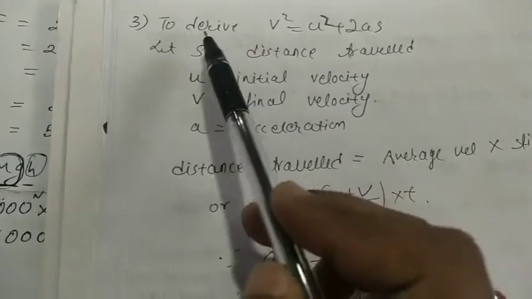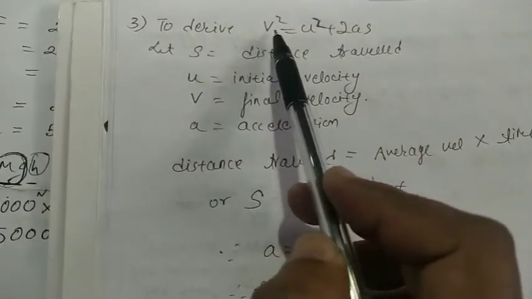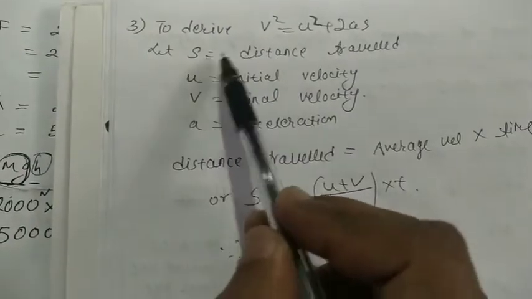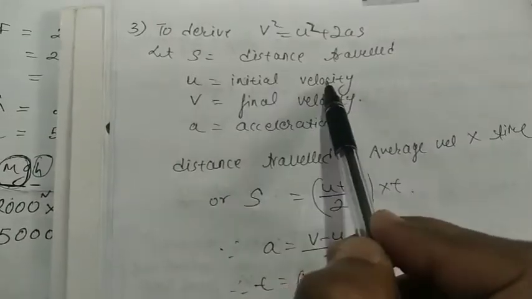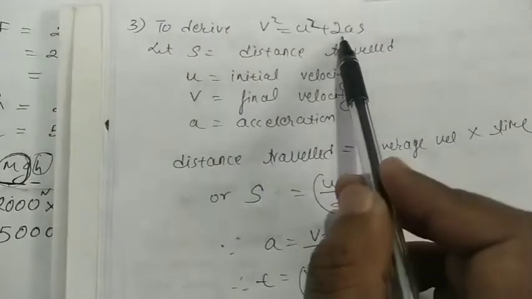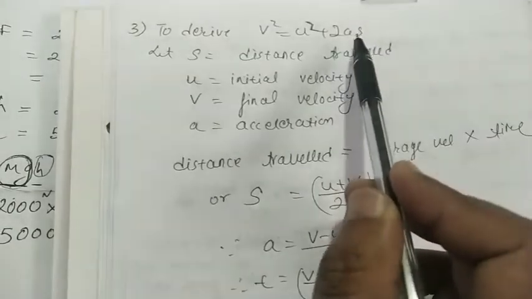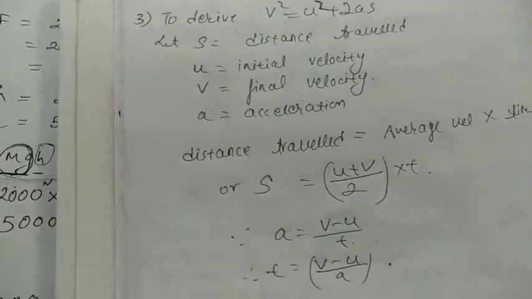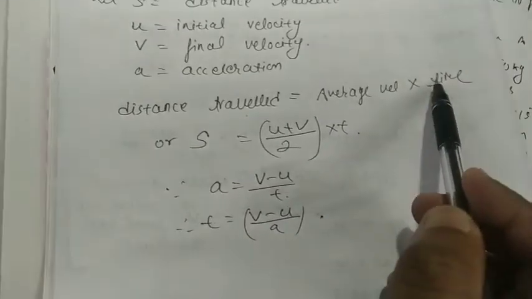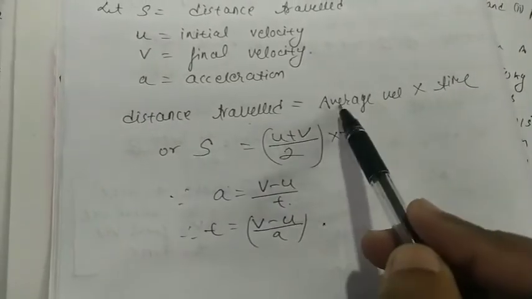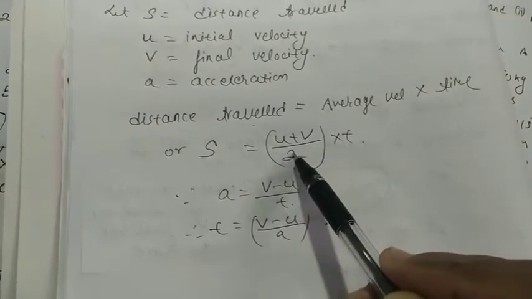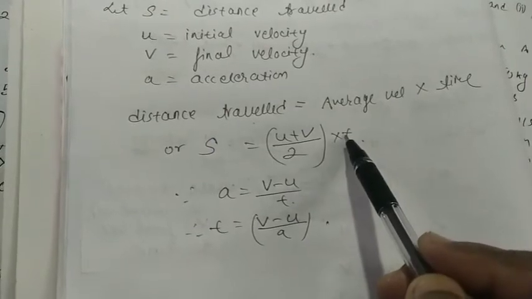Now our third equation of motion is to derive v square equals u square plus 2as. Everything will be same out here. s equals distance traveled, u is the initial velocity, v is the final velocity because we have both u and v out here, a is the acceleration. Now what we don't have out here, we don't have t. Okay, now again the same thing, distance traveled equals average velocity into time, or s equals average velocity means u plus v by 2. Remember the thing which I've already said, time is t.